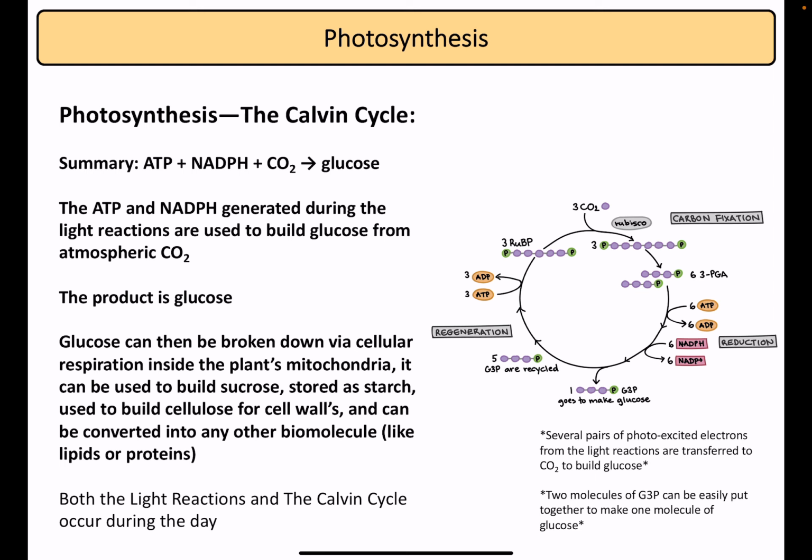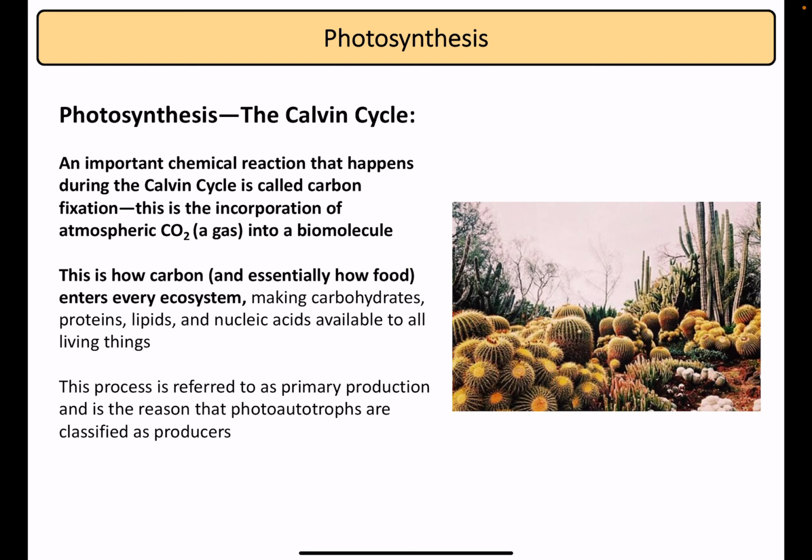It's the process of taking carbon dioxide from the atmosphere and converting it into a biomolecule, which will help us build glucose. So this is how carbon enters all ecosystems on the planet. Importantly, making food available for all living things on the planet. We refer to this process of carbon fixation. It's also known as primary production.